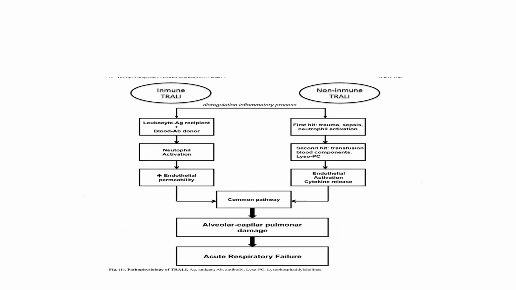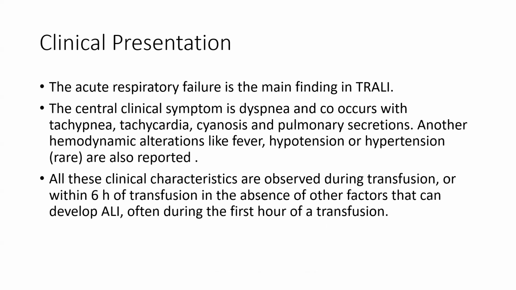Now, this is the pathophysiological representation of TRALI, which occurs because of immune and non-immune related mechanisms. Immune related TRALI is mediated by the leukocyte antigen receptor plus the donor blood antibody, which results in neutrophil activation and increased endothelial permeability. Non-immune related TRALI occurs because of trauma or sepsis, which results in neutrophil activation, followed by the second hit, that is transfusion of blood components, which results in endothelial activation and cytokine release. All this leads to alveolar capillary pulmonary damage and results in acute respiratory failure. So acute respiratory failure is the main finding in TRALI.